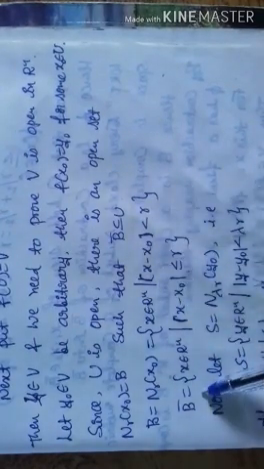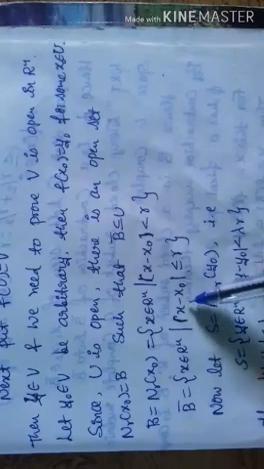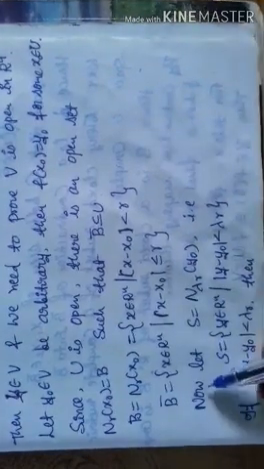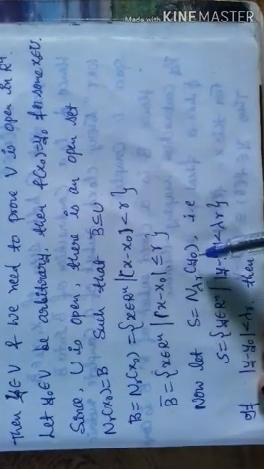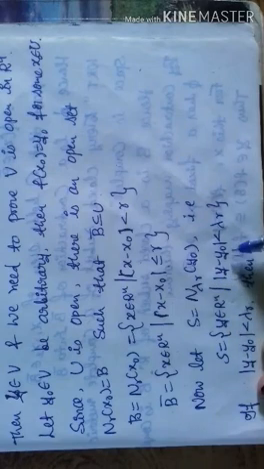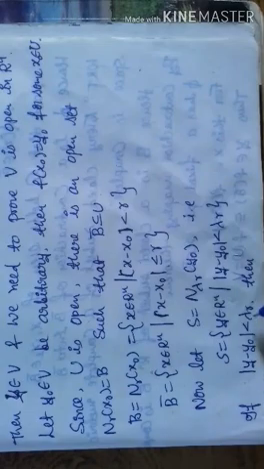This is the set of all x belonging to Rn such that mod x minus x0 is less than r. B closure, this is the open ball, this is the closed ball. It is the collection of x belonging to Rn such that mod x minus x0 is less than or equal to r. Now let S be the neighborhood of y0 with radius lambda r. That is, S is the set of all y belonging to Rn such that mod y minus y0 is less than lambda r.